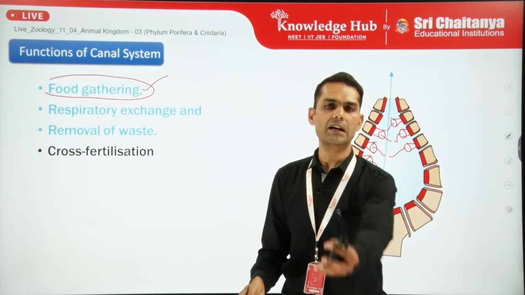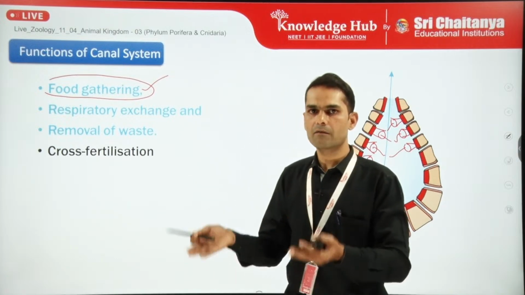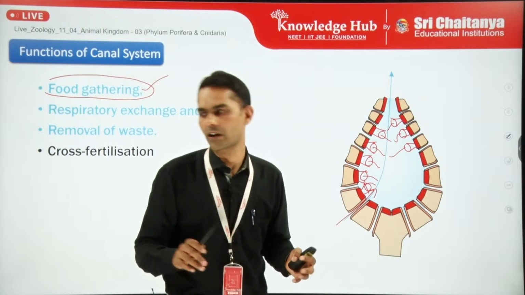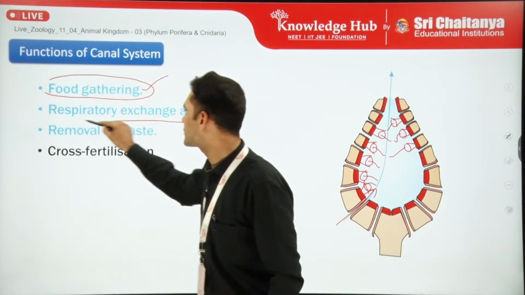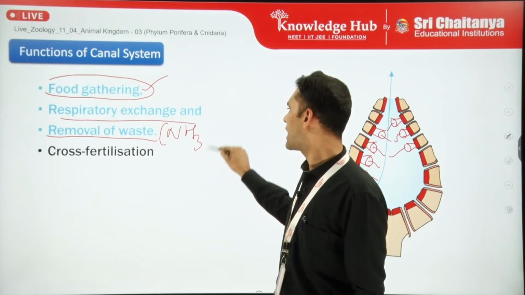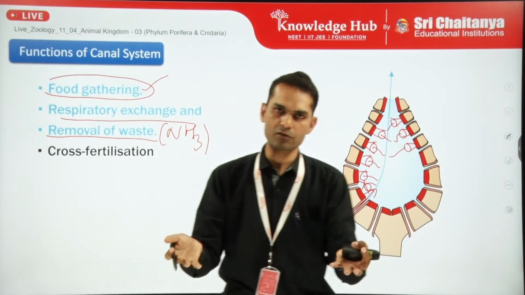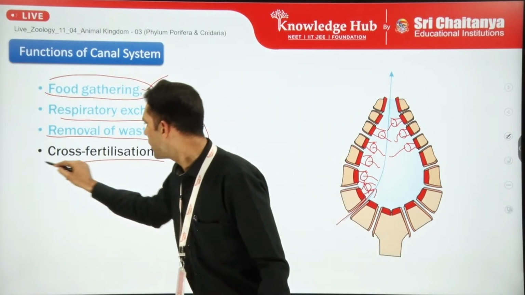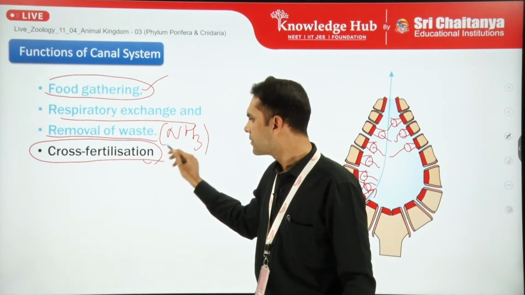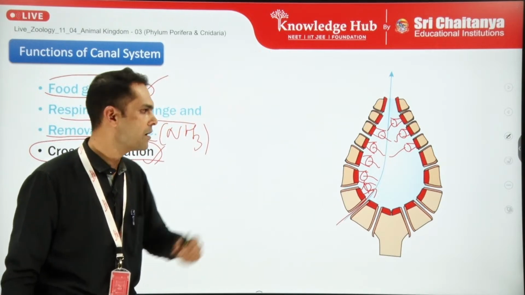Respiratory exchange is simple: the water has dissolved gases, so oxygen will be directly exchanged to the cells and carbon dioxide will be directly exchanged with the water. Fine. So respiratory exchange and removal of waste. Here the nitrogenous waste will be directly expelled from the cell to the outer environment, which is water, and it also helps in sexual reproduction, and in that too in cross fertilization. We will see how this cross fertilization happens in the reproduction part.